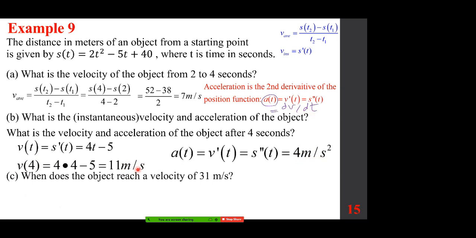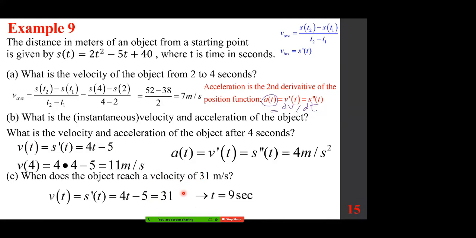Now, the last part of this question says, when does the object reach a velocity of 31? Well, here's the velocity, class. Set it equal to 31, and you're done. Solve that. In other words, that's simple algebra. Negative 5 becomes positive 5, 31 becomes 36, divide by 4. So after 9 seconds.